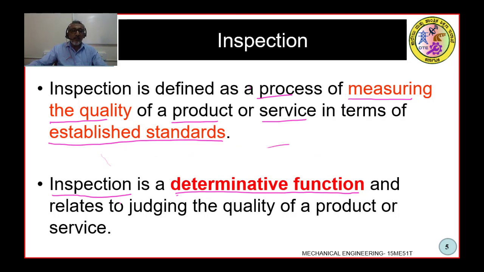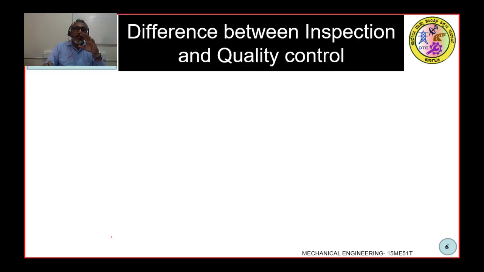This determinative function is related to judging the quality of a product or it can be the quality of a service. That means we can inspect both. We can inspect a product, at the same time we can also inspect a service, whether it is of appropriate quality or not. There are differences between inspection and quality control.